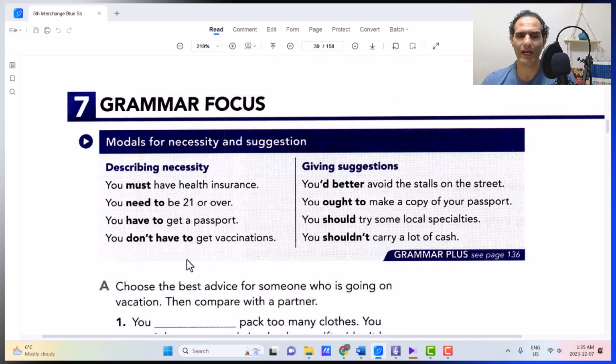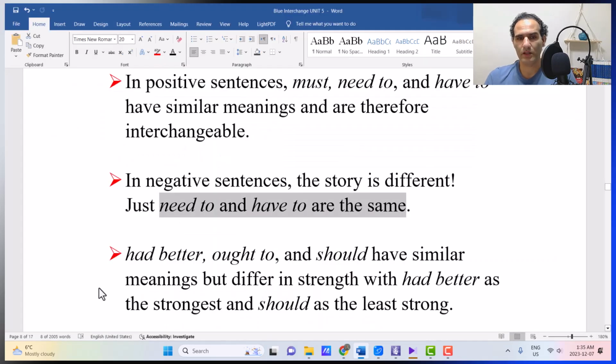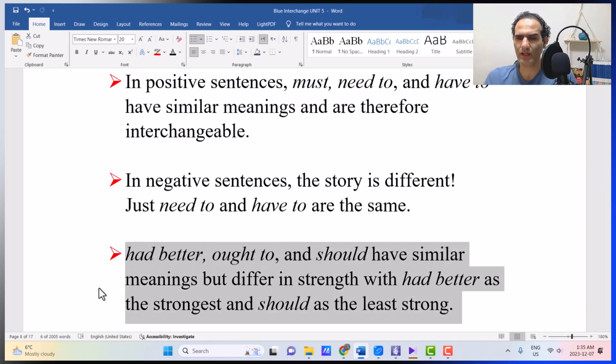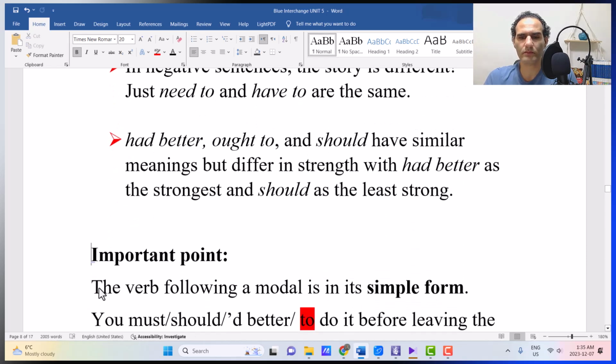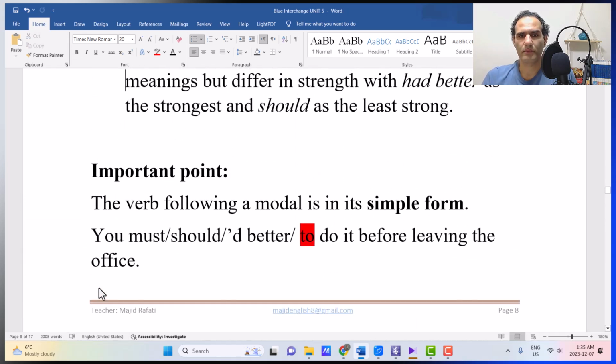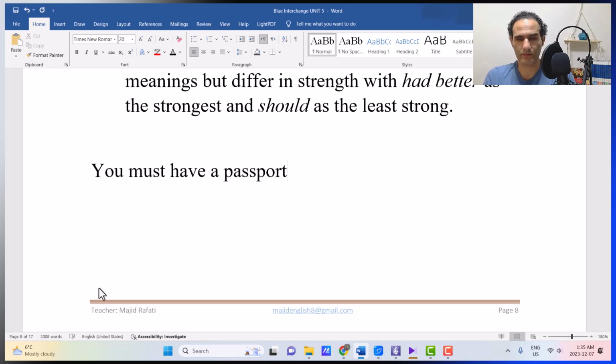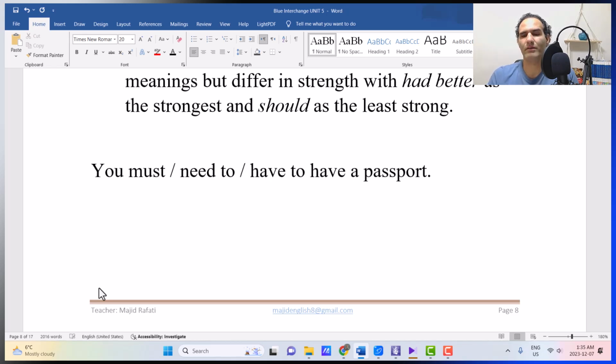Just don't have to. I didn't talk about that. So just one example here. Here it says had better, ought to, and should have similar meanings, but with different levels of strength that I told you about. Here I say, you must have a passport for traveling. Instead of that must, I can say you need to or you have to have a passport.